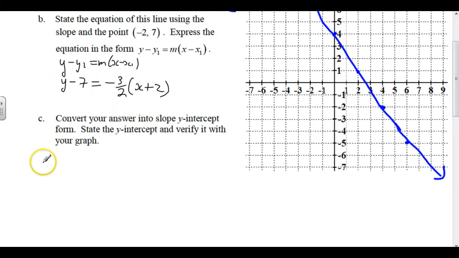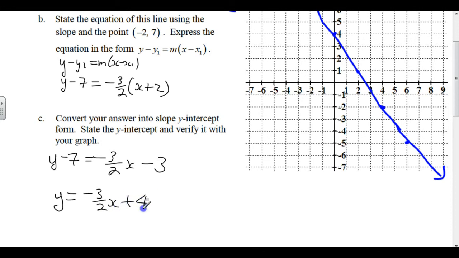Well, we're going to expand this out. So y minus 7 is -3/2 x minus 3. Okay, so we have -3/2 times 2 is -3. Add 7 to both sides: y = -3/2 x plus 4, and we can see that it verifies with the graph, which has a y-intercept of +4.